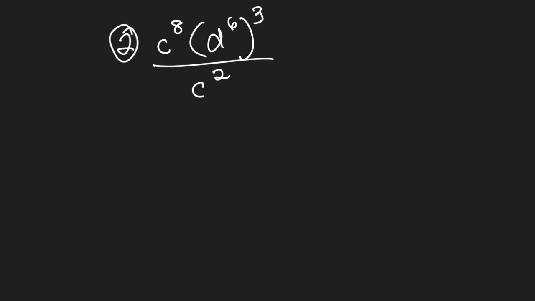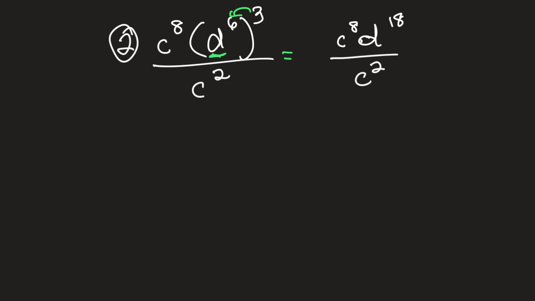Your next problem we need to simplify. What I notice is I have a power to a power, so I can simplify that. And if I have a power to a power, I'm going to multiply. So I have a base d to the 6th, all to the third. 6 times 3 is 18. So that's going to equal c to the 8th, d to the 18th over c squared.